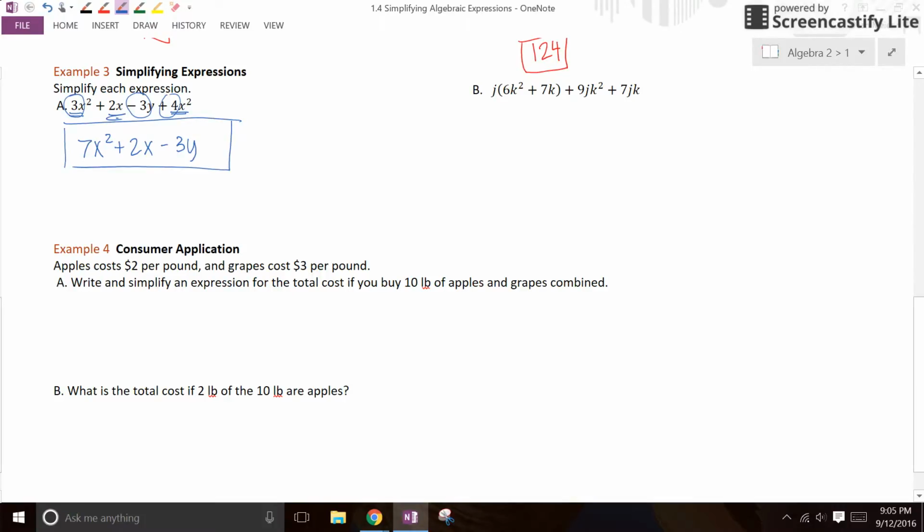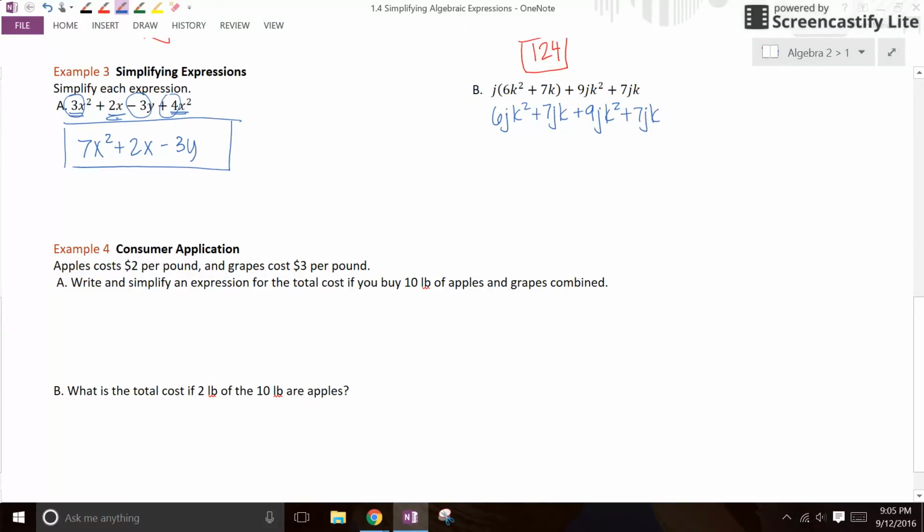All right, what about B? For B, you might notice we have to distribute. So here the j has to be distributed. So 6jk squared plus 7jk plus 9jk squared plus 7jk.